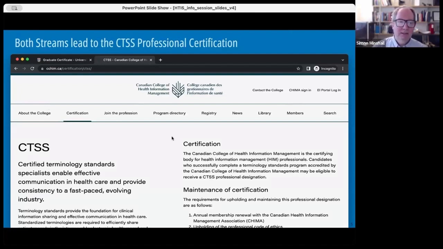One of the big benefits of becoming a member of CHIMA, which you have to do to get the CTSS, is that you get access to their job board and their professional network within the organization. They have semi-annual conferences that are really well attended. I went to the one last year, and highly recommend it. They're a great organization.